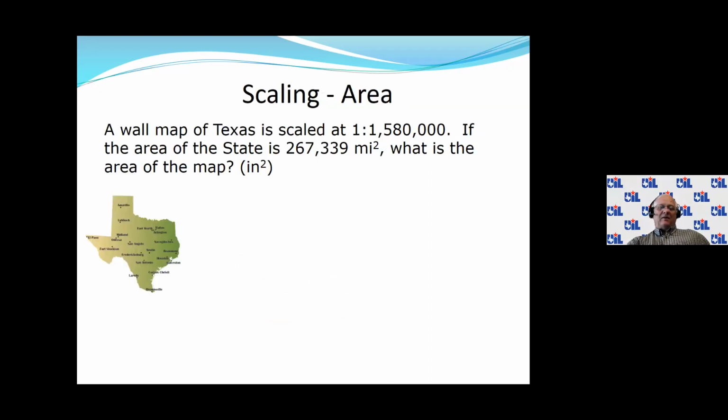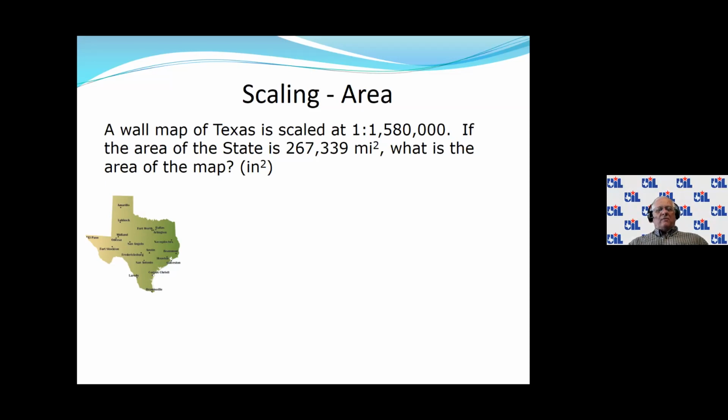Okay, well, let me look at another one. Here's another one that deals with area, a wall map. I've got this wall map of Texas, scaled at 1 to 1,580,000. What that means is that basically 1 inch on my map is actually equal to 1,580,000 inches on the state of Texas. So if the area of the state is 267,339 square miles, what's the area of my map in square inches?